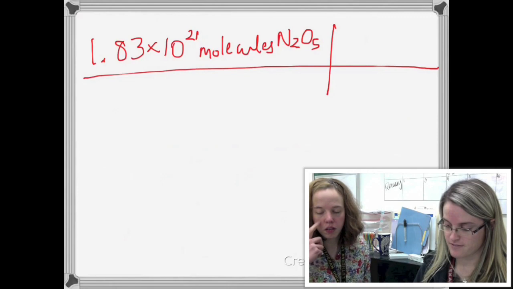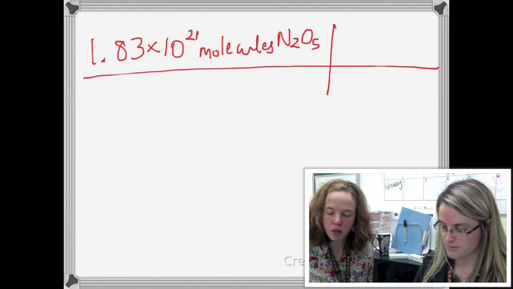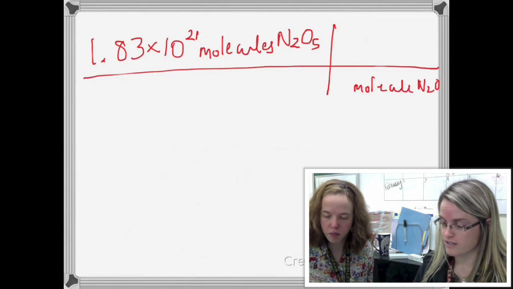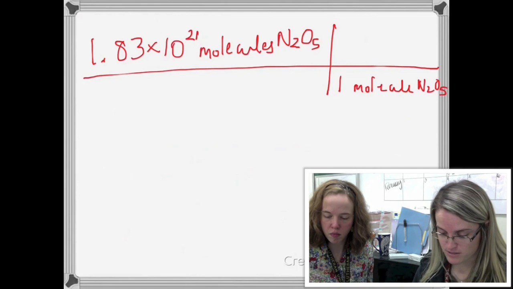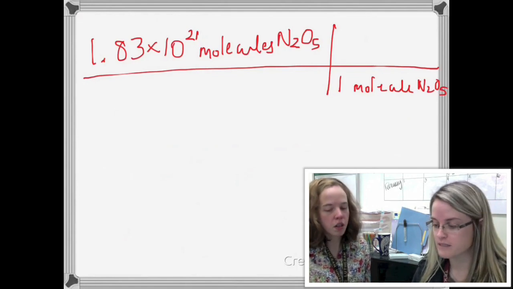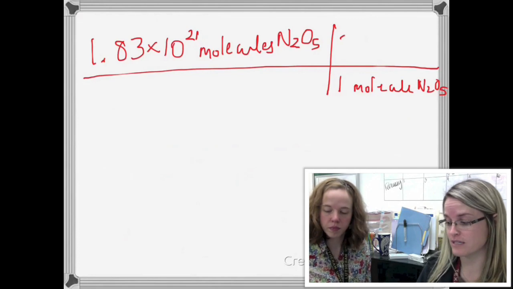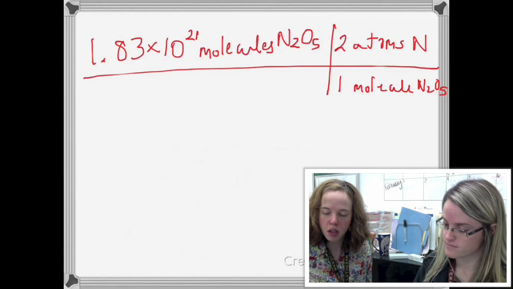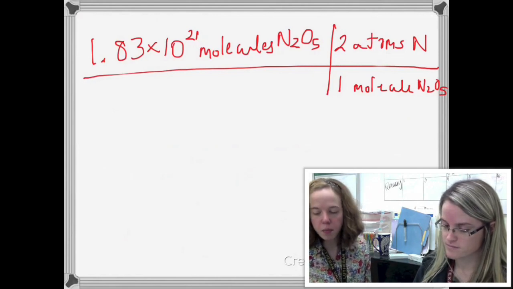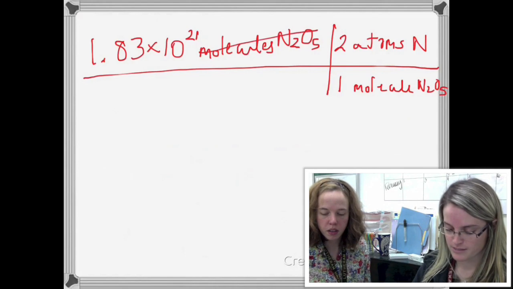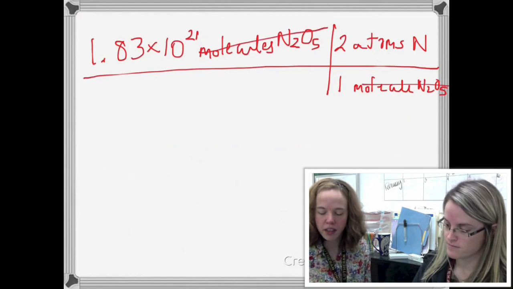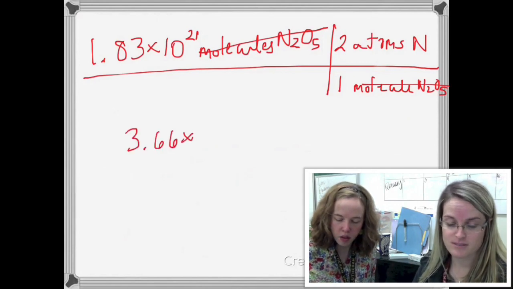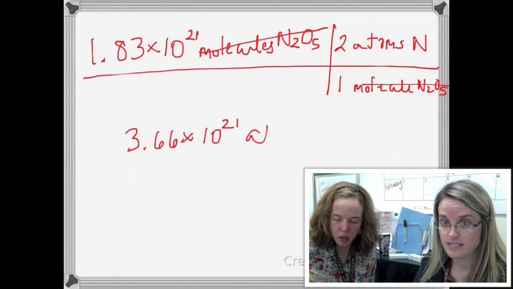And since we have molecules up top, we need molecules down below. Right. So we have 1 molecule of N2O5. And then it's asking how many atoms of nitrogen. So that's where I'd go back and look at the formula, and I see that it's got N2. So that's 2 atoms of nitrogen? Yep, for every 1 molecule, we've got 2 atoms of nitrogen. And so I've got molecules on top and molecules on bottom. What can I do? We just multiply times 2. Right, so we're going to cancel out our molecules. That leaves us with atoms, which is what we're looking for. And we get 3.66 times 10 to the 21st atoms of nitrogen.